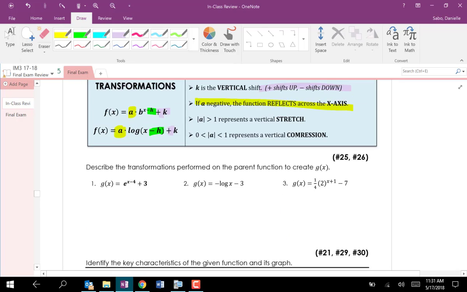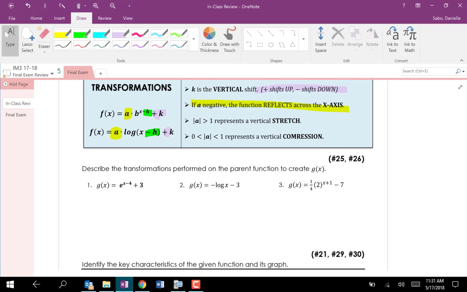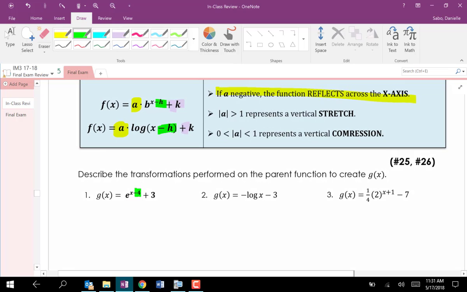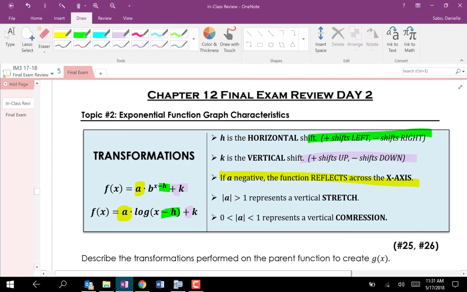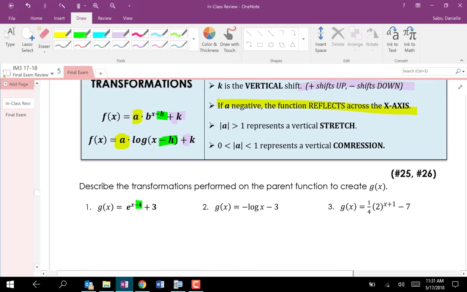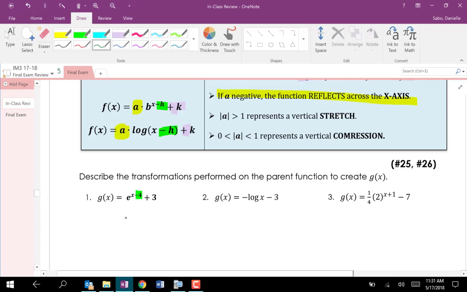So let's talk about 1. Can you tell me what is going on in the situation? Am I moving up, down, left, right, reflecting? What's going on? Right 4. I'm going right 4. I'm going to highlight the same color. Look, this 4 is up here. That's that 4. If you look, when it's negative, it shifts right. Remember, it's usually the opposite. So this is going to be right 4.